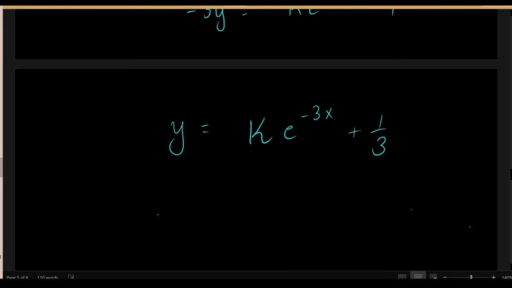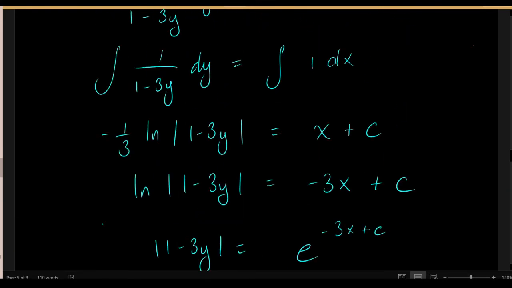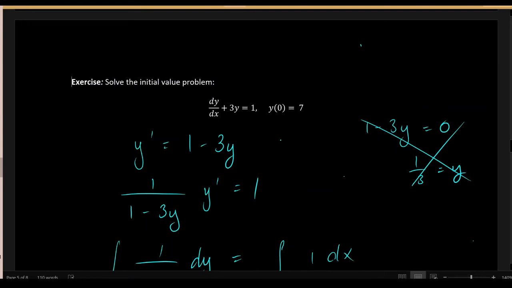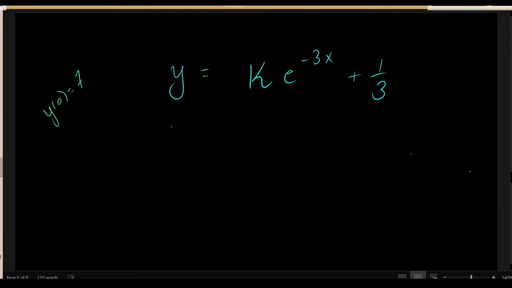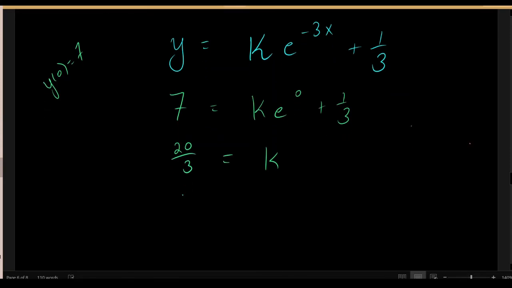Now let's make sure that the initial condition is satisfied. Let's try and figure out the value of k which would cause y of 0 to equal 7. So I'll plug in 7 for the y value and 0 for the x value. I get k e to the 0 plus 1/3. So k would be equal to 7 minus 1/3, which would be 20 over 3. And therefore, the particular solution that solves this initial value problem is 20 over 3 e to the minus 3x plus 1/3.